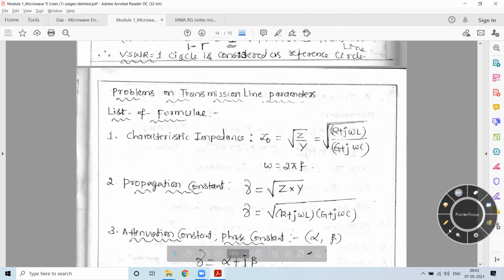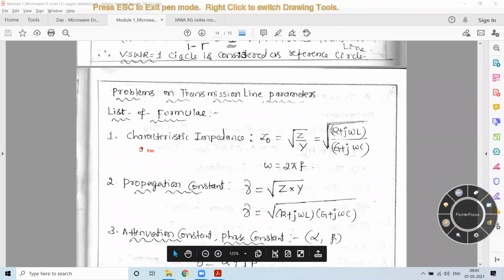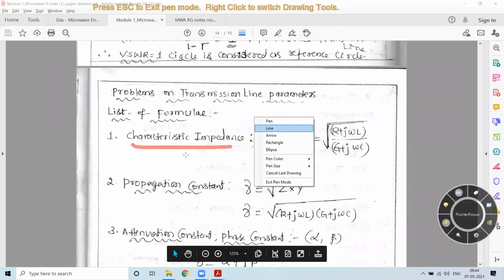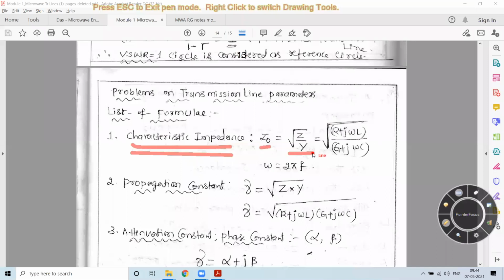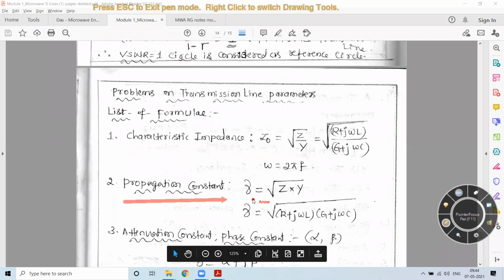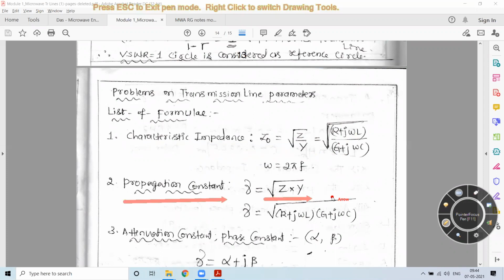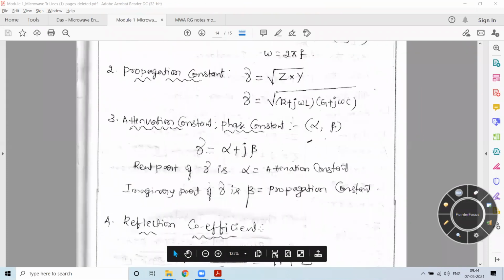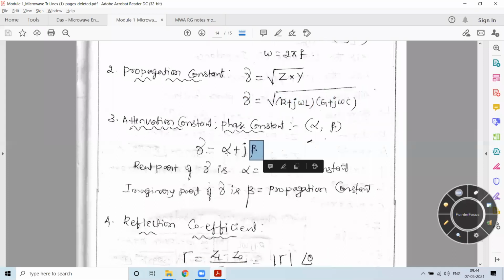Now just a recap of all the equations we have discussed up to this point. We have the characteristic impedance Z0, which is equal to the square root of Z by Y. Remember, Z is equal to R plus j omega L, and Y is equal to G plus j omega C, where omega is 2 pi f, and f is the operating frequency specified. Next, you have the propagation constant, which is given by the square root of Z into Y. Gamma is equal to alpha plus j beta. When you solve this equation for gamma, you separate the real and imaginary parts, which give you the alpha and beta values respectively. Remember, alpha is in Nepers per meter and beta is in radians per meter.